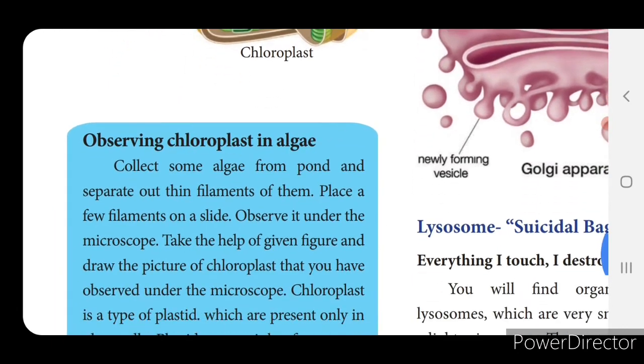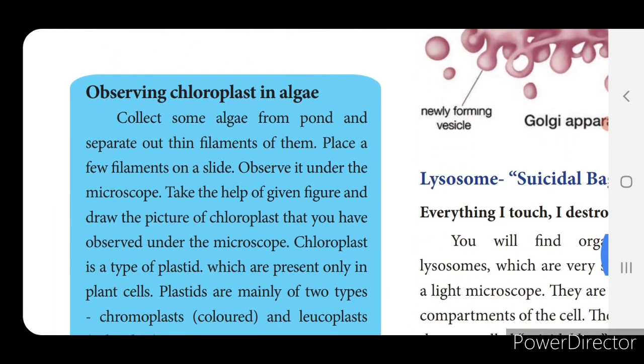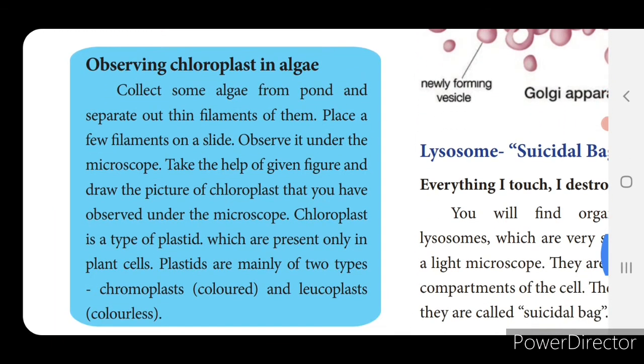You can observe that. Observing chloroplast in algae: collect some algae from a pond and separate out thin filaments of them. Place a few filaments on a slide. Observe it under the microscope. Take the help of the given figure and draw the picture of chloroplast that you have observed under the microscope.